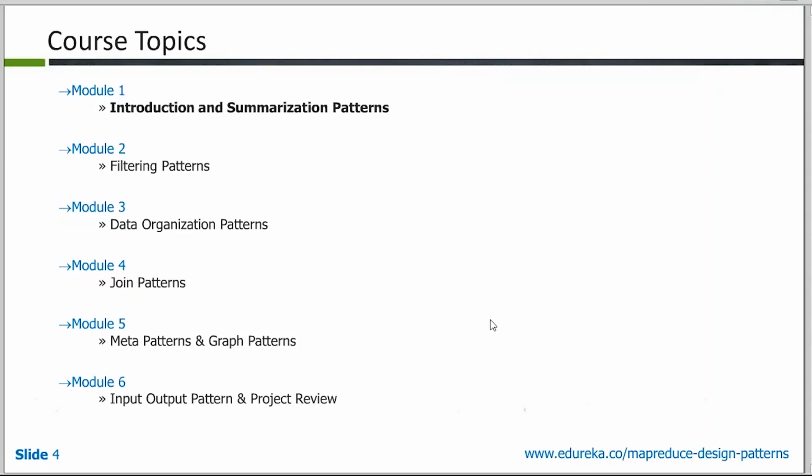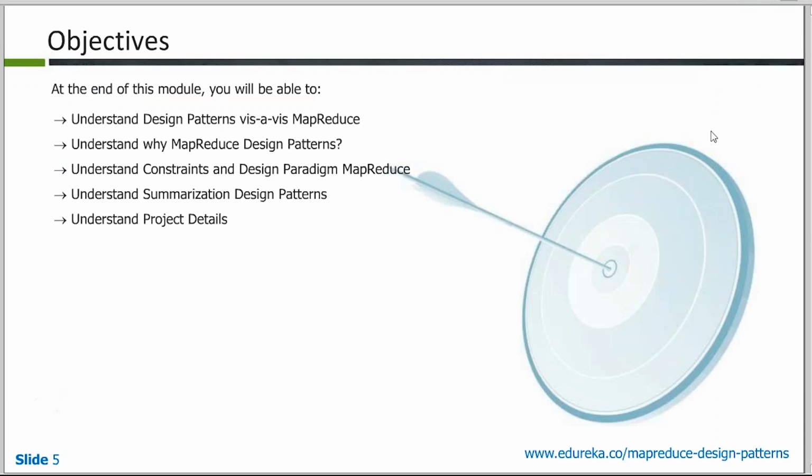We're going to have 6 modules for this, and each of these modules is going to introduce you to a class of design patterns. Within that class, we'll discuss a variety of design patterns which fall into that class. For example, today we are going to spend some time on introductions, about why we require MapReduce. Then we come to the first design pattern type, the summarization patterns, which we'll talk about today.